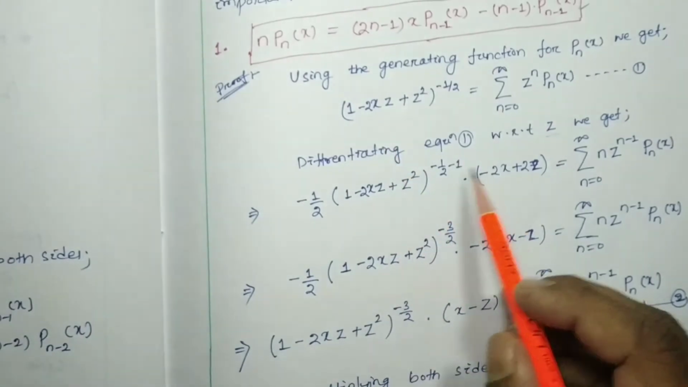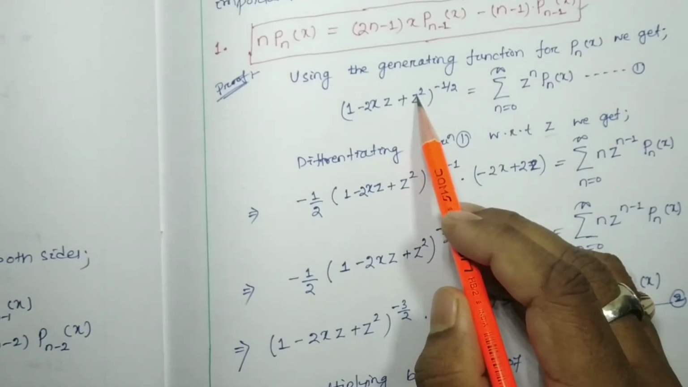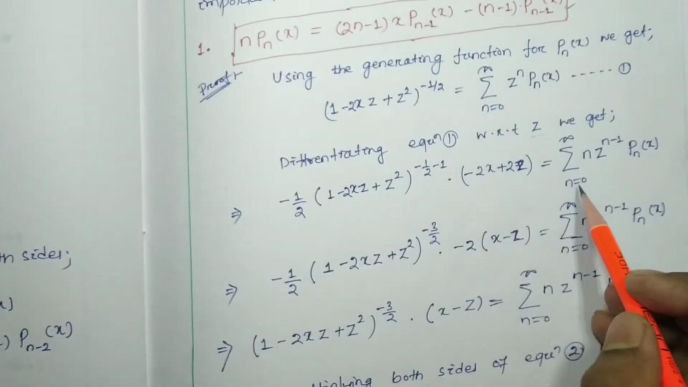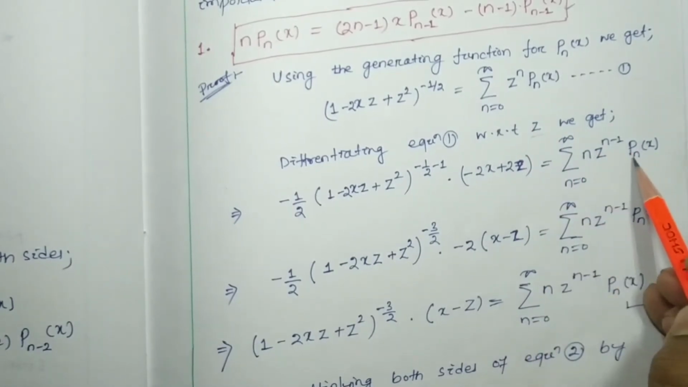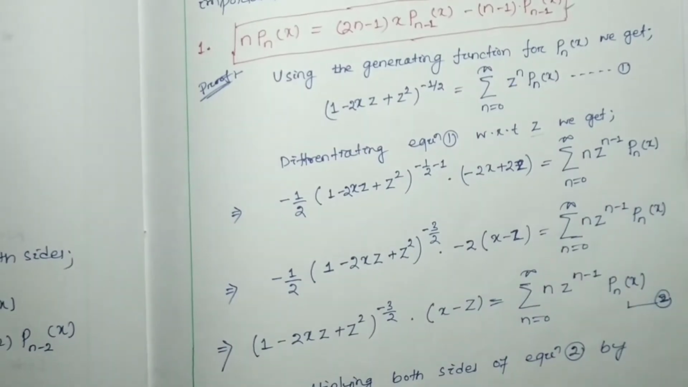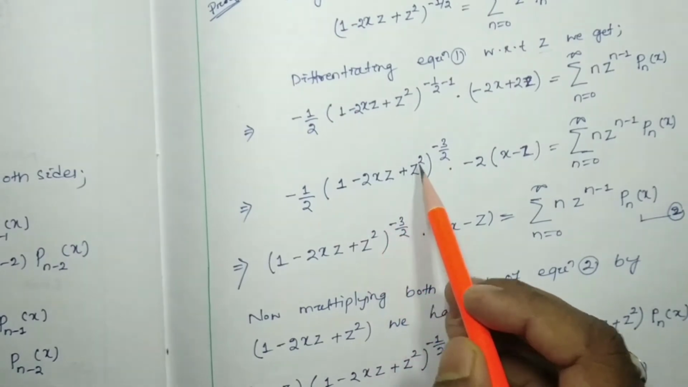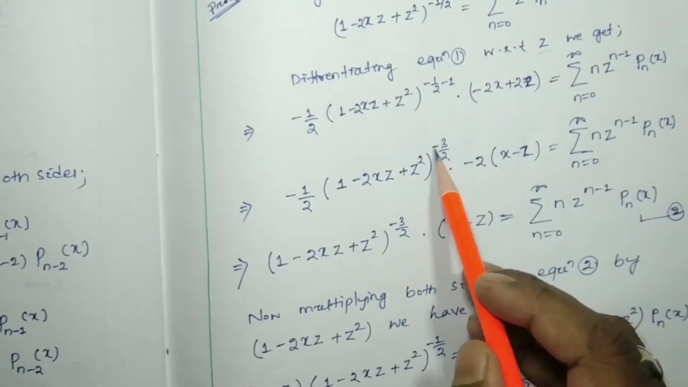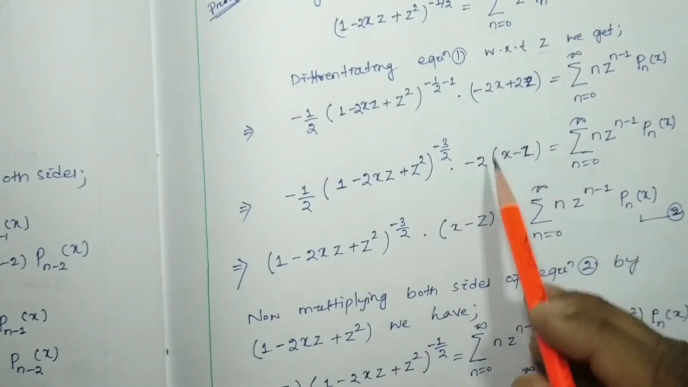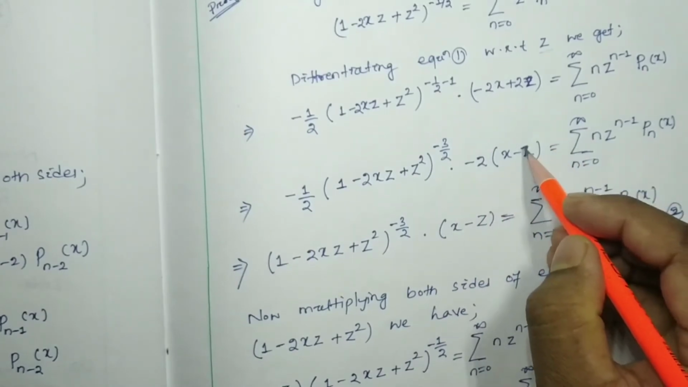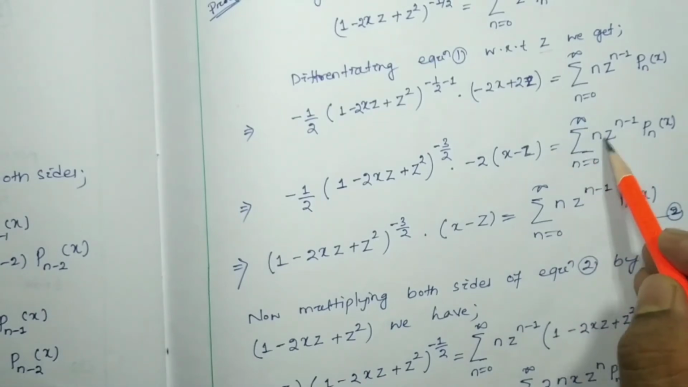So it will be minus 2x plus z square, differentiation with z will be 2z, equals the summation from n = 0 to infinity of n z to the power n minus 1, differentiation with respect to z, times P_n(x). Now here, minus 1 by 2 times (1 minus 2xz plus z square) to the power minus 1 by 2 plus 1, it will be minus 3 by 2, into minus 2. Take common from these two terms, we find minus 2 into (x minus z).